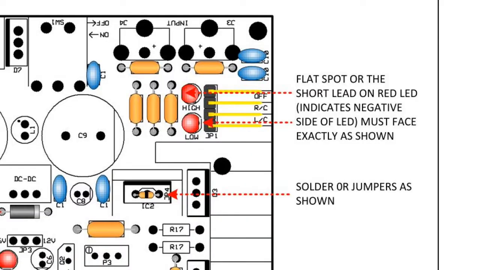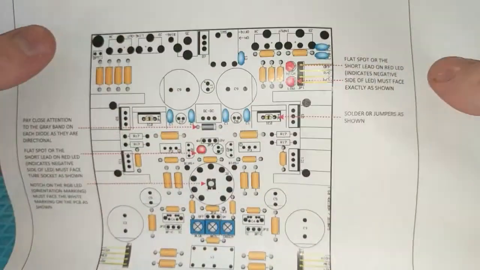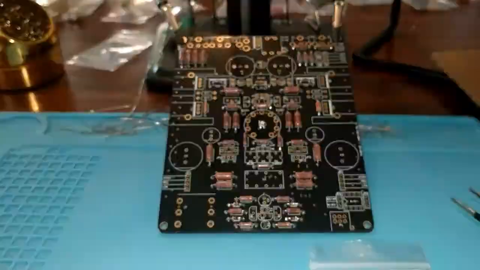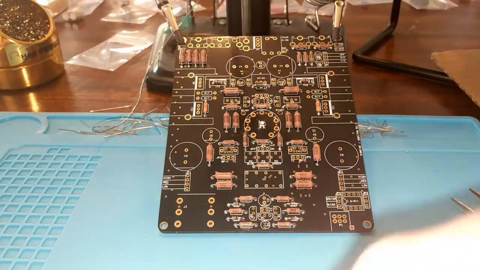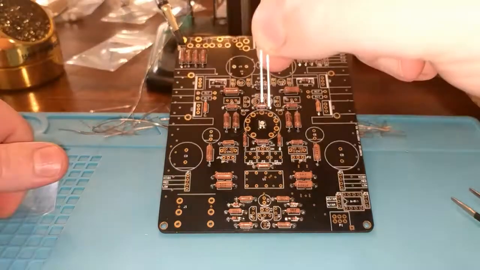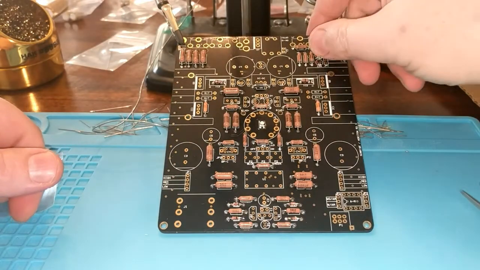Now we have most of the diodes done. We're going to go with the LED diodes. You can see the short lead slash flat side is going to go on the flat side that you can see on the PCB. Pretty straightforward, but it can be kind of intimidating the first time you do it.